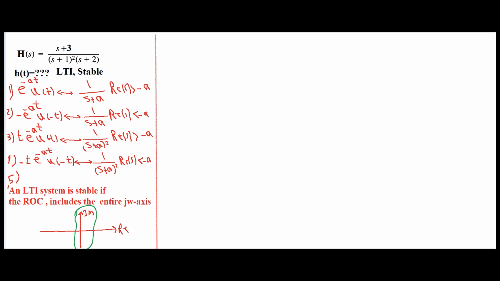First, we decompose H(s) into simpler fractions. In this transfer function, the degree of the denominator is higher than the degree of the numerator. Also, we have a repeated root and a total of 3 roots in the denominator. Therefore, the partial fraction expansion will have 3 terms: one with denominator s plus 1, one with denominator s plus 1 squared, and one with denominator s plus 2. Now we need to determine the numerators of these fractions, which we call A, B, and C.